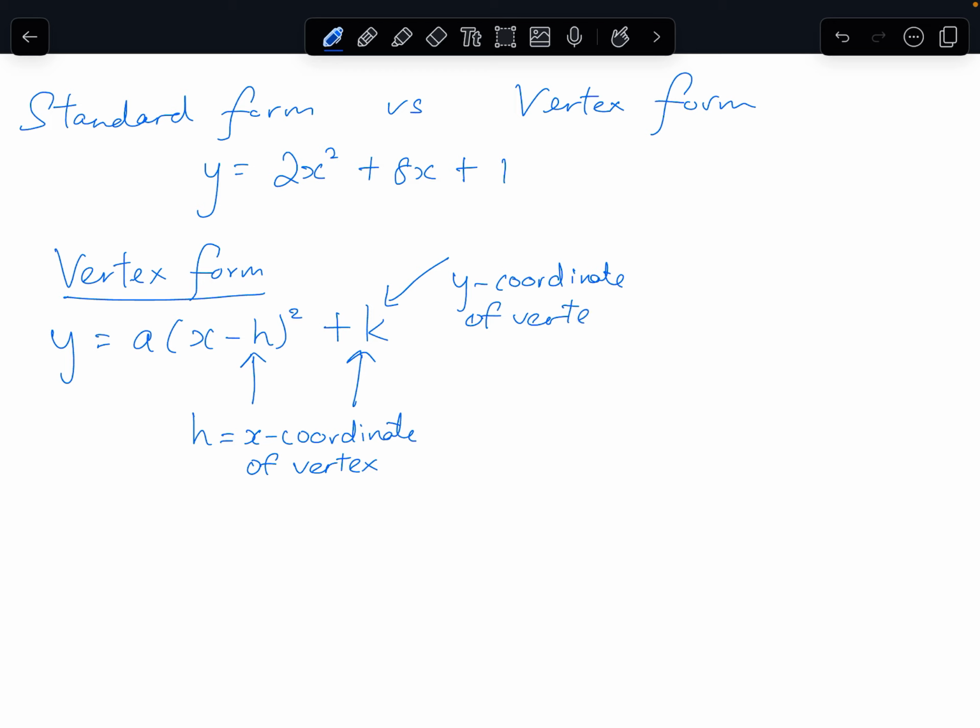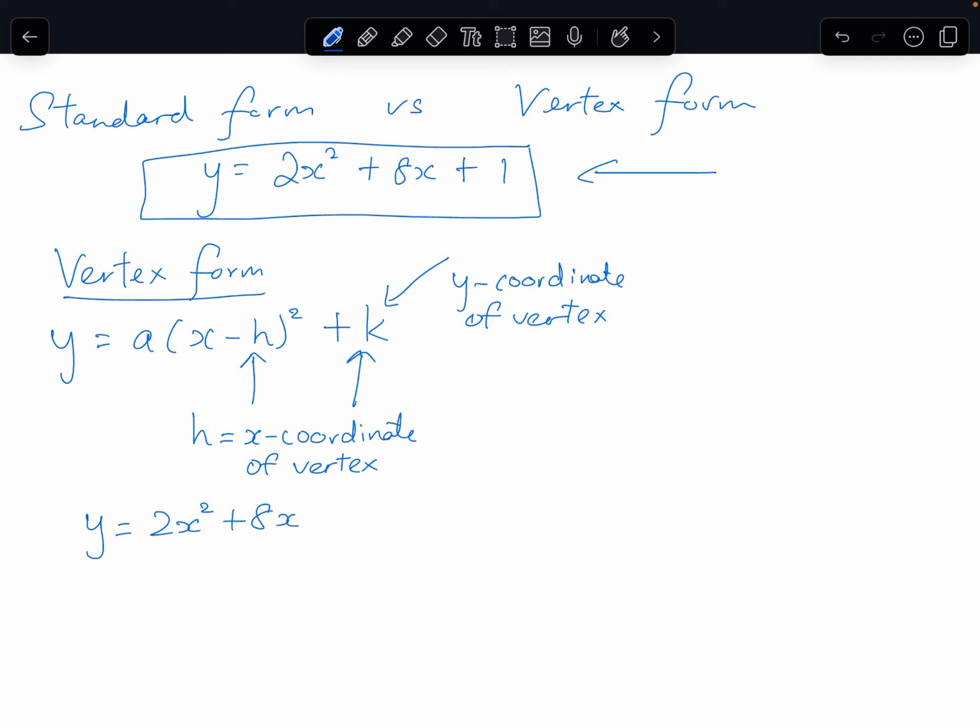Okay, now you might ask, how does this really apply to the original equation that has been given to us? This equation obviously doesn't look like it's in vertex form, so we do have to change or manipulate this equation so that it does look like the vertex form. In order for us to convert this original equation into the vertex form, we do have to apply a little technique called completing the square.